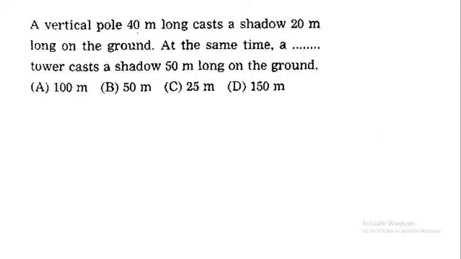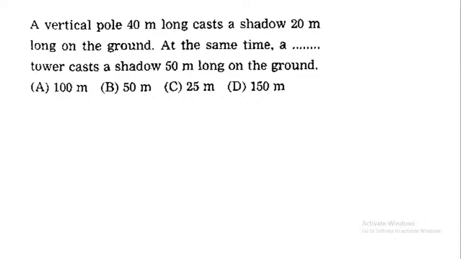A vertical pole 40 meter long casts a shadow 20 meter long on the ground. At the same time, a tower casts a shadow 50 meter long on the ground. So what would be the height of that tower? That is the question. Options are 100 meter, 50 meter, 25 meter or 150 meter.